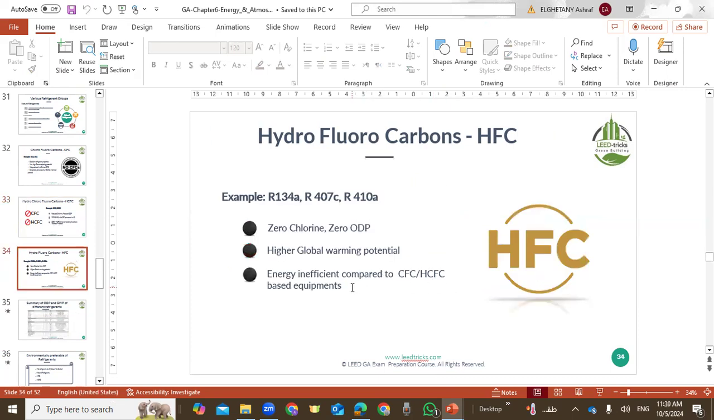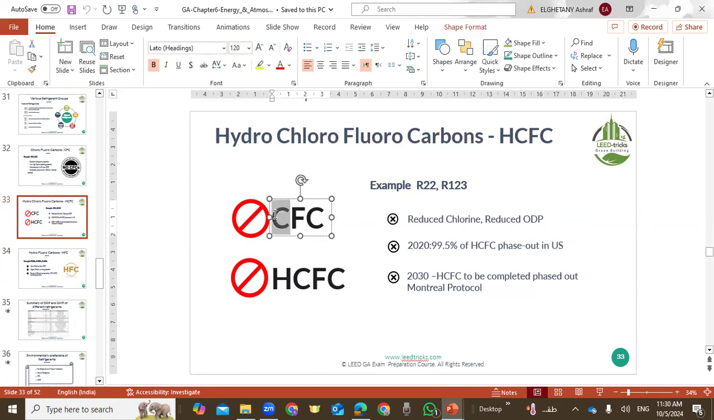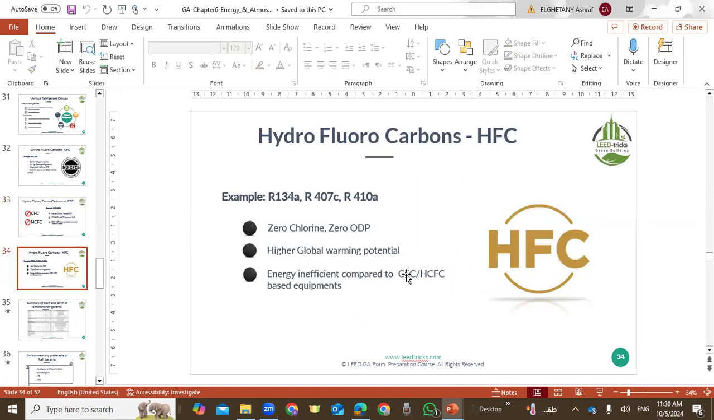So what to use then? There are alternatives without chlorine. You notice HFC, hydrofluorocarbon. There is no chloro here. Chlorofluorocarbon, hydrochlorofluorocarbon. So I believe the problem is in the chlorine.